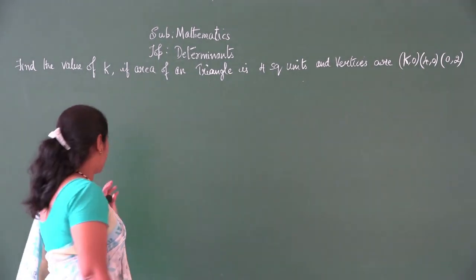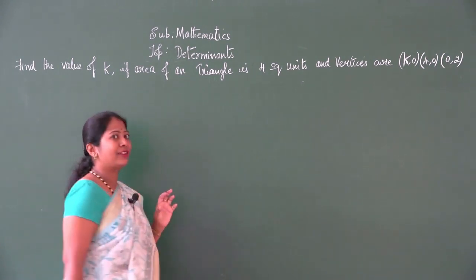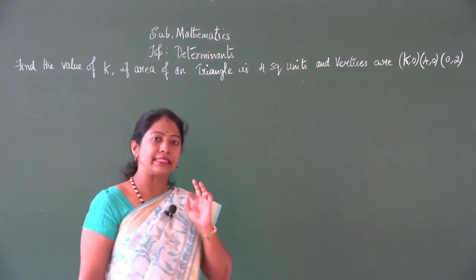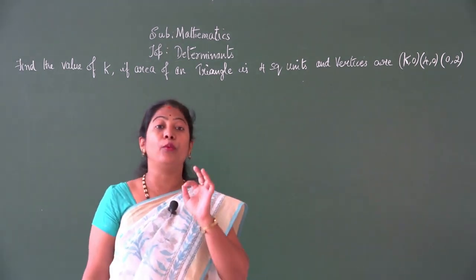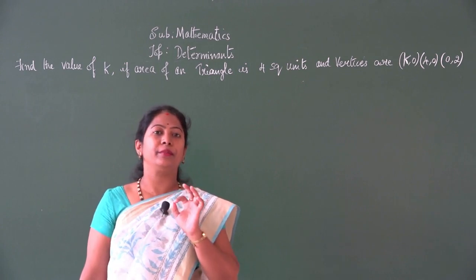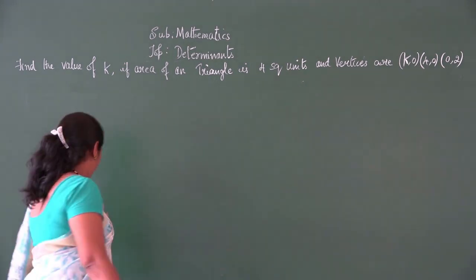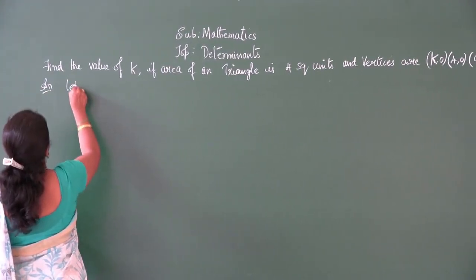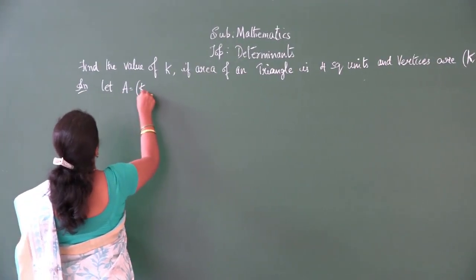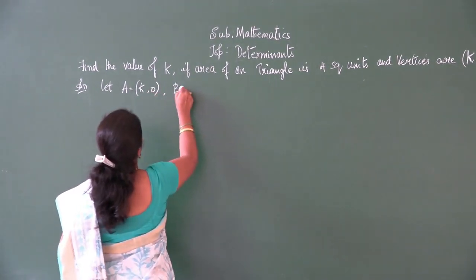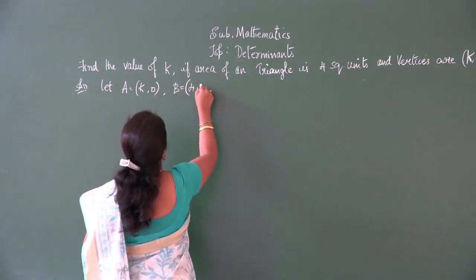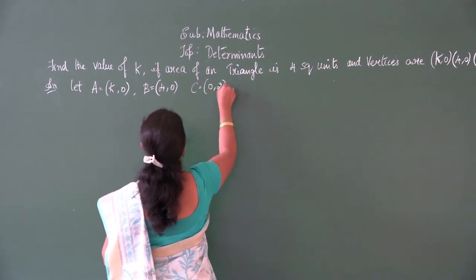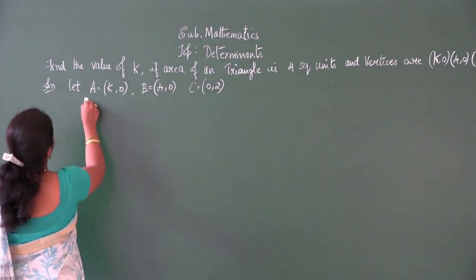First and foremost, when you observe the question, the area of a triangle is given. As I mentioned you in the remarks, when area of a triangle is given, we will be using both positive and negative value for the determinant calculation. So, here solution, we should mark the points as let A equal to k, 0, B equal to 4, 0 and C equal to 0, 2.